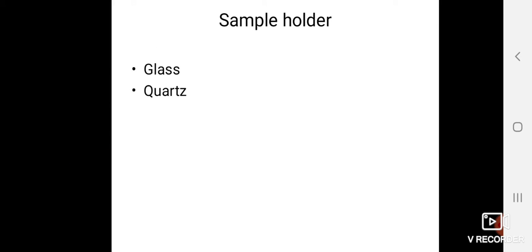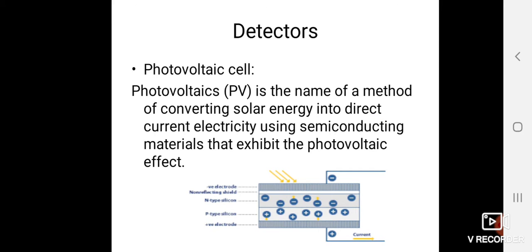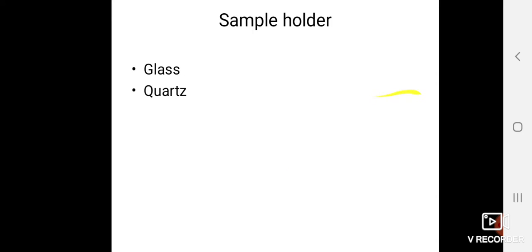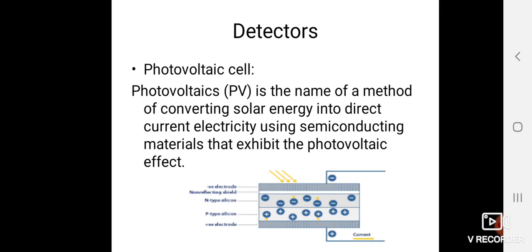Then for the sample holder, again people use glass in the case of visible, whereas quartz is preferred in the UV. As I told you, glass absorbs the radiation, then it gets heated up, and there is a chance that during the study it may break down if it is used with UV. Then there are a number of types of detectors.